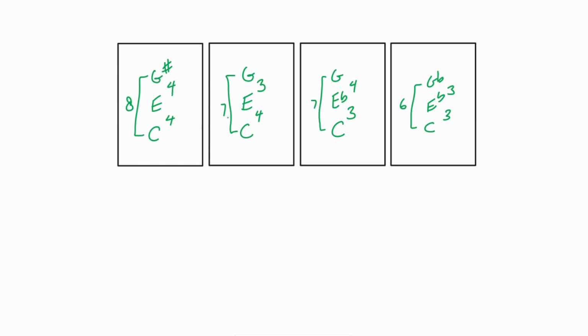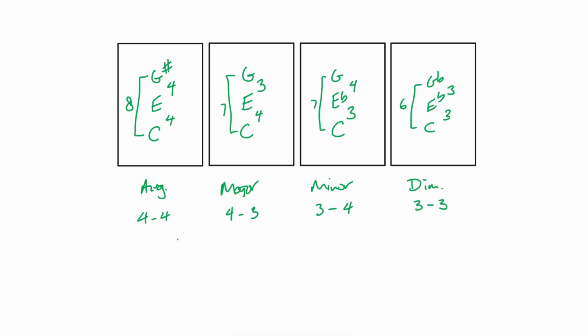So the pattern for these is basically, if it's major, our pattern is 4 semitones and 3 semitones, or our major third followed by a minor third. For a minor, it's 3 semitones followed by 4 semitones, or a minor third followed by a major third. For our diminished chord, it's 3 semitones followed by 3 semitones, or 2 minor thirds. And then finally for our augmented chord, it's 4 semitones and 4 semitones, or a major third with another major third stacked on top.